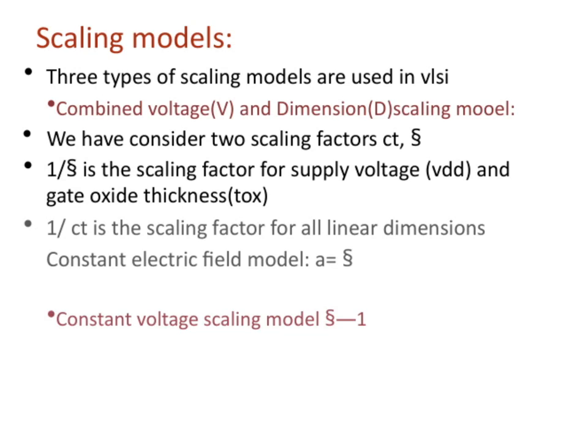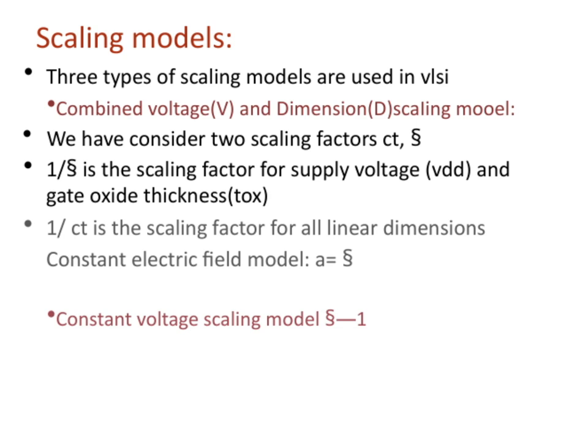Now, let's dive into the three main types of scaling models used in VLSI design. First, we have the combined voltage and dimension scaling model. Here, we introduce two key scaling factors. One for the supply voltage and gate oxide thickness, represented as 1/sigma, and another for all linear dimensions, represented as 1/alpha.